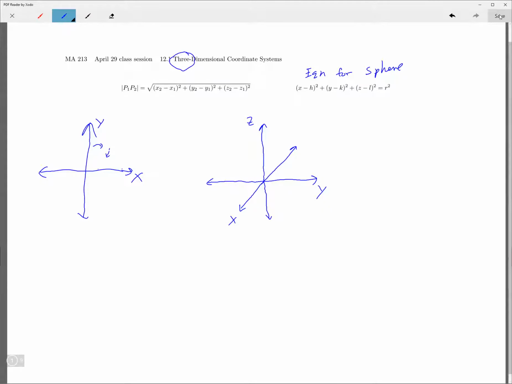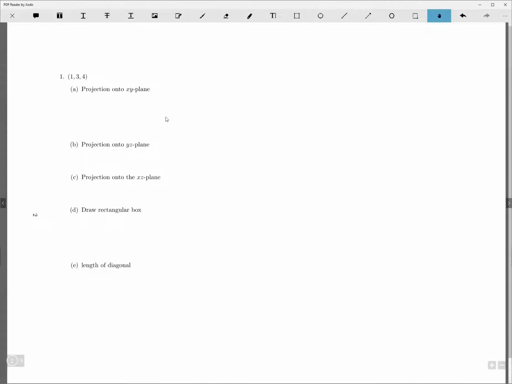It's kind of an introduction to that. Now let's get to the exercises. If you're following along in WebAssign, you should probably have another WebAssign window open. It says to consider this point, and we want to find the projection of the point under the XY plane.